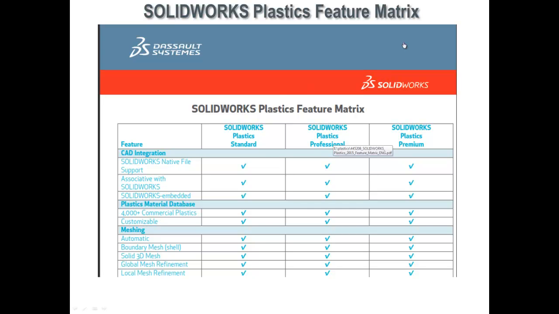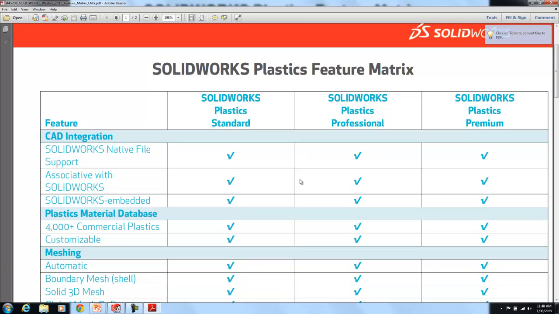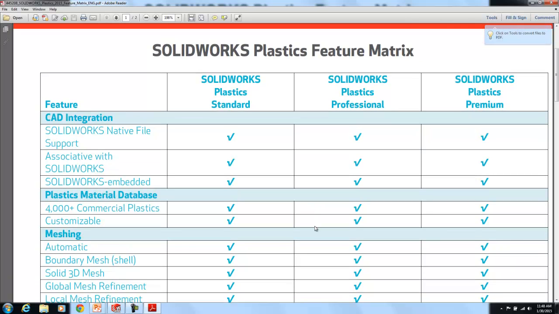This is the SolidWorks Plastics product matrix. There are 3 different products in the mix: SolidWorks Plastics Standard, Professional, and Premium, kind of like good, better, and best. All the products are embedded into SolidWorks, so you have one user interface to work with. If you know how to use SolidWorks, you can run Plastics. There's a material database that comes with it, 4,000 plastic materials. You can customize this material list so that you only see the ones you're using.